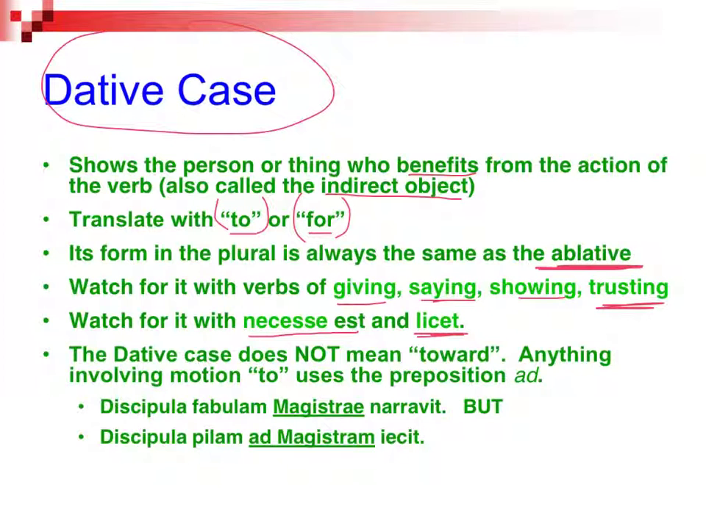The dative case does not mean toward. Anything involving motion to or toward uses the preposition ad. For example, discipula fabulam magistrae narravit. The female student told a story to the teacher. And next one, this female student iecit, threw a ball to, that's motion towards, to the teacher.